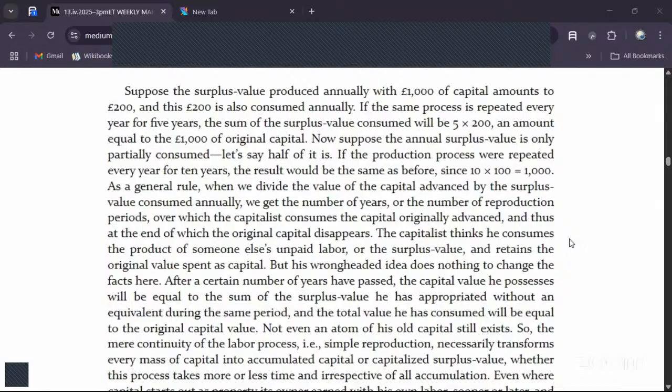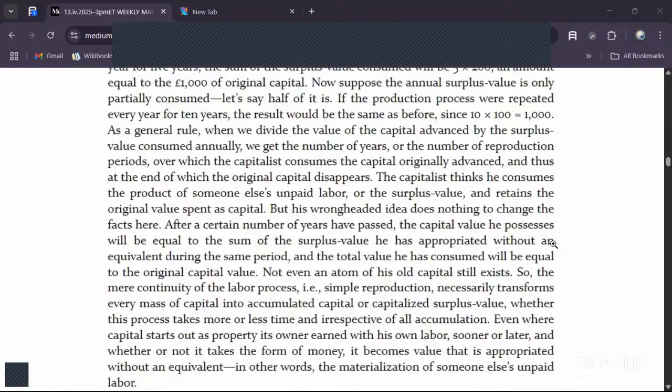The capitalist thinks he consumes the product of somebody else's unpaid labor, or the surplus value, and retains the original value spent as capital. But his wrong-headed idea does nothing to change the facts here. After a certain number of years have passed, the capital value he possesses will be equal to the sum of the surplus value he has appropriated without an equivalent during the same period, and the total value he has consumed will be equal to the original capital value. Not even an atom of his old capital still exists.